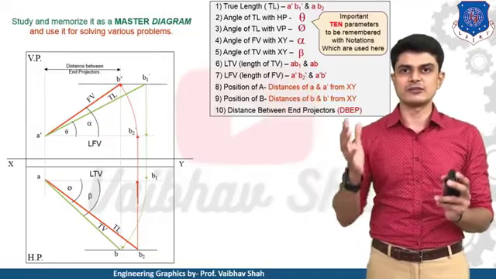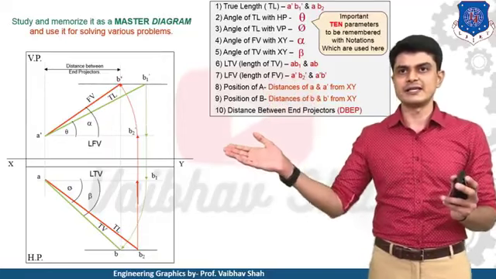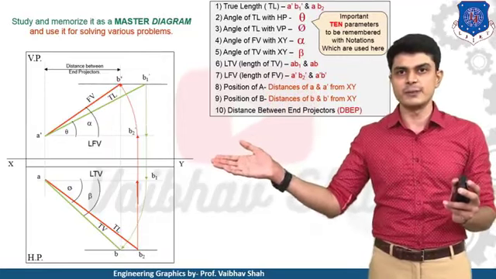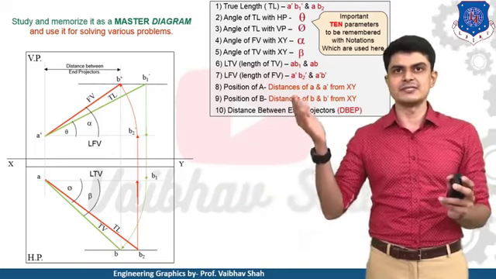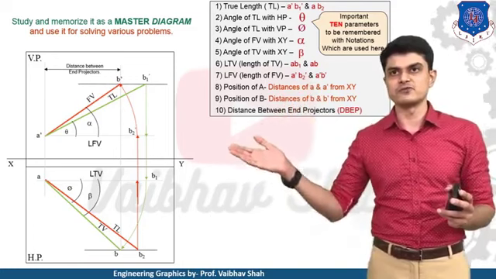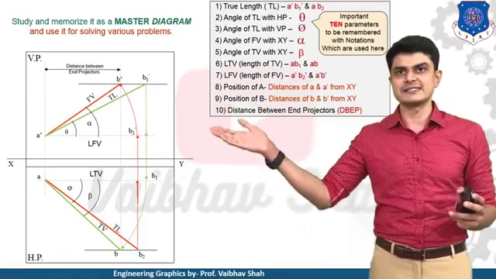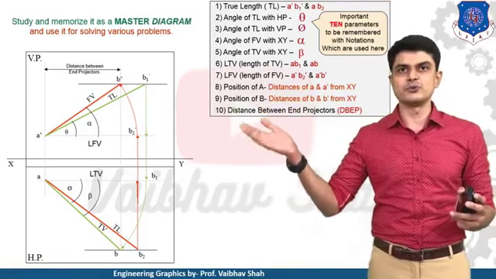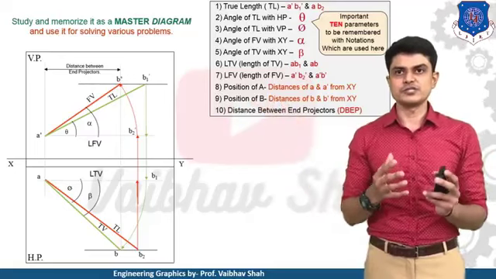Next, length of top view. So length of top view is what? Here there are two lengths of top view. First is AB1 and second is AB. So these are the lengths of top view. Second, length of front view. So you need to remember length of front view is what? Here A dash B dash, and second is what? A dash B2 dash.